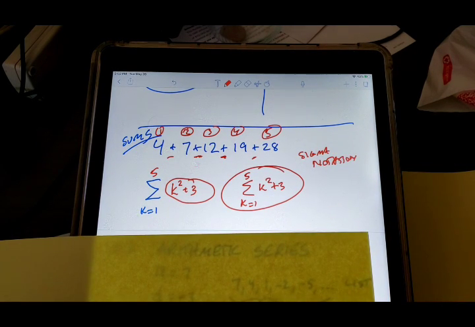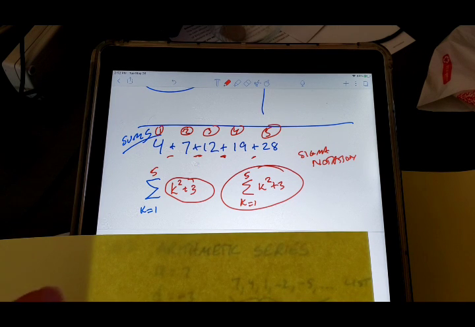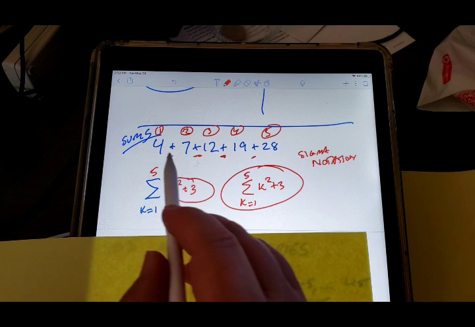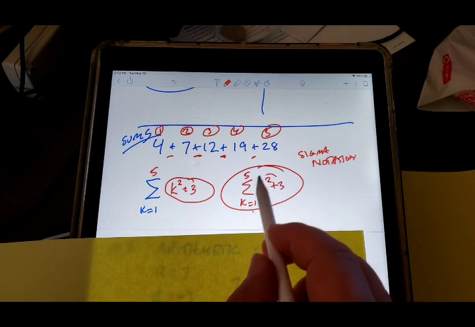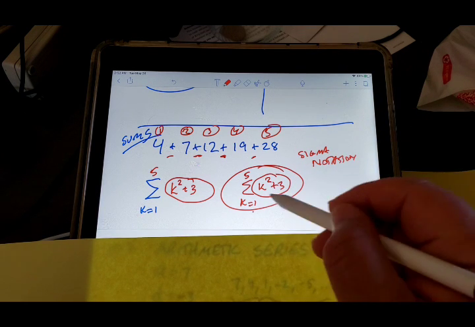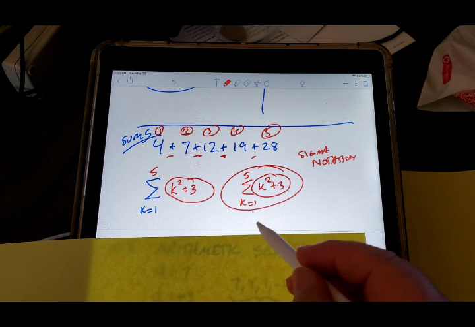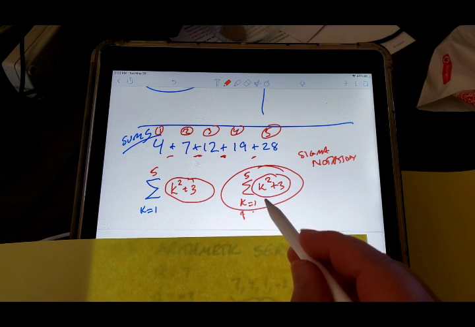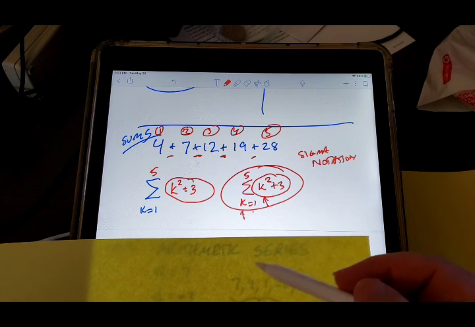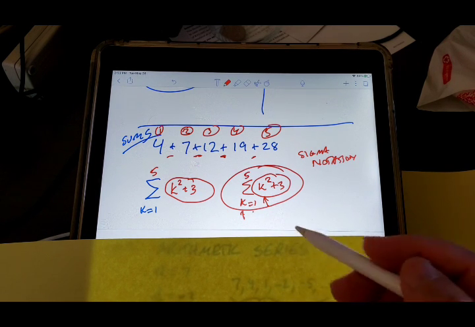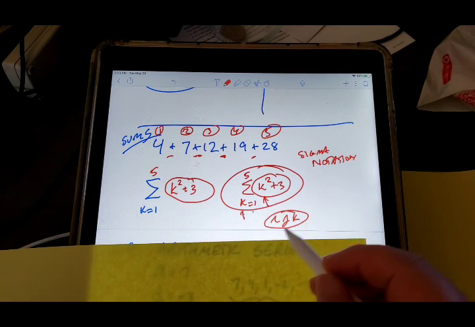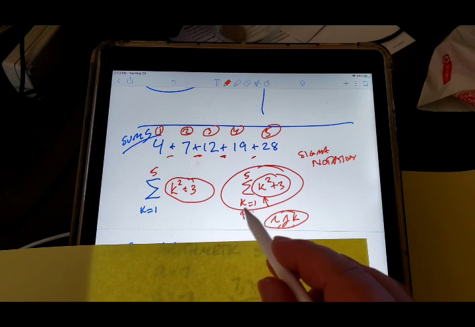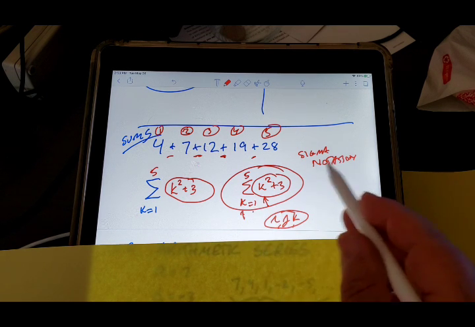There's a lot to unpack on this one. I don't want to go too quickly on it, but at the same time, there's not much more I can say about it that hasn't already been said. You start with 1, you end at 5, you have 1 to 5, and then the formulas that we found earlier go right there. The letters should agree. If this says k, this should say k. And just historically, we use letters i, j, and k, that area of the alphabet, for sigma notation.